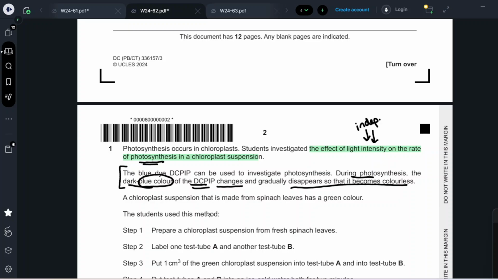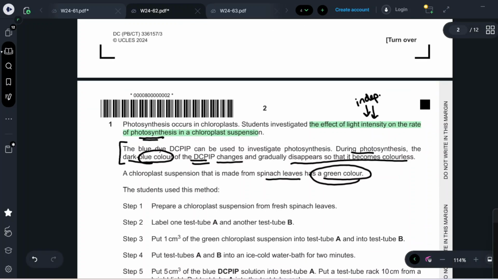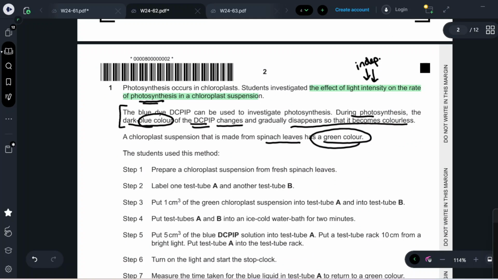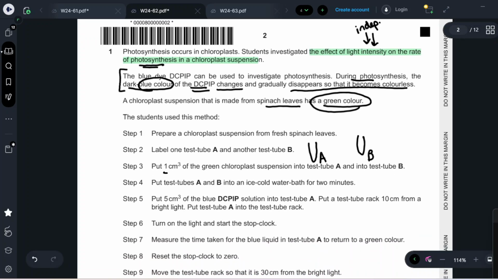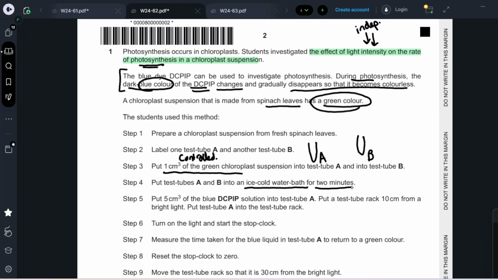A chloroplast suspension that is made from spinach leaves has green color. Prepare a chloroplast suspension from the leaves, spinach leaves. Label one test tube A and another one B. Put 1 cubic centimeter of the chloroplast solution in A and B, both of them the same volume. So this is a controlled variable. Put A and B into ice cold water bath for 2 minutes. This is also a controlled variable.